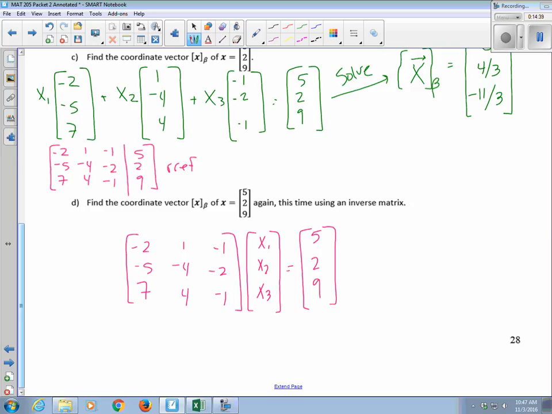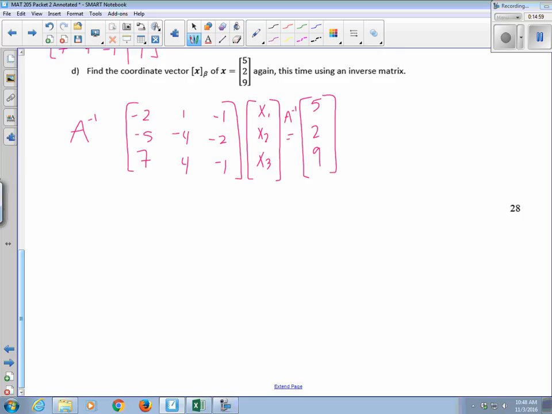So to solve this, I could multiply both sides of the equation by the inverse of that matrix. So I could multiply both sides on the left by A inverse. This guy is A. What's A inverse times A? And then I times anything is that thing. So I'm just going to have my weights. That gets my weights by themselves. And now I have to multiply A inverse, which I have to figure out what it is before I can do that, but A inverse times 5, 2, 9.